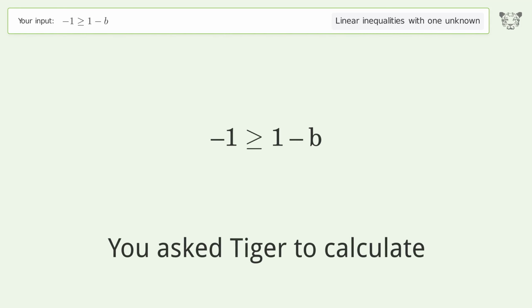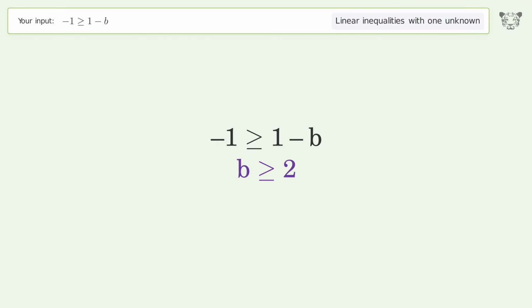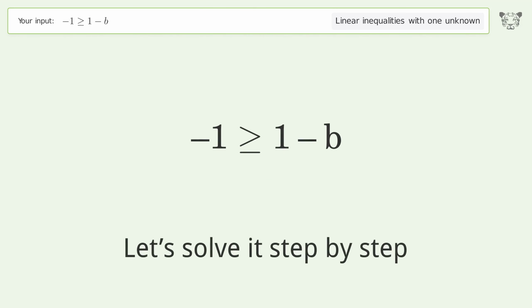You ask Tiger to calculate. This deals with linear inequalities with one unknown. The final result is b equal or greater than 2. Let's solve it step by step.